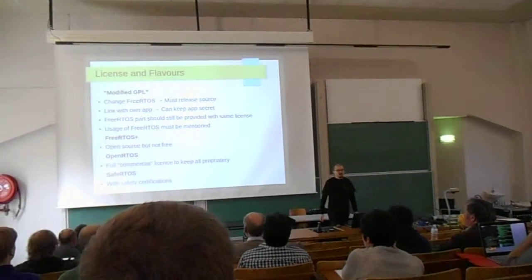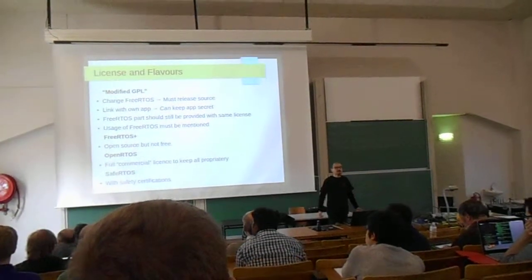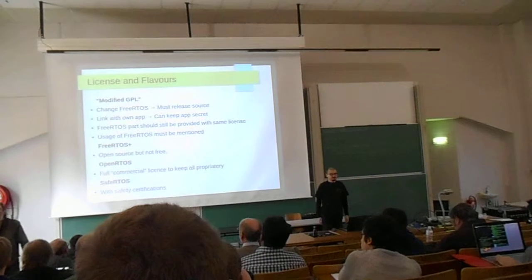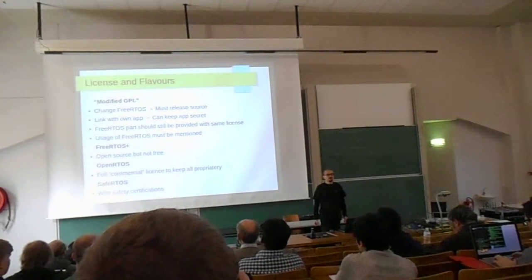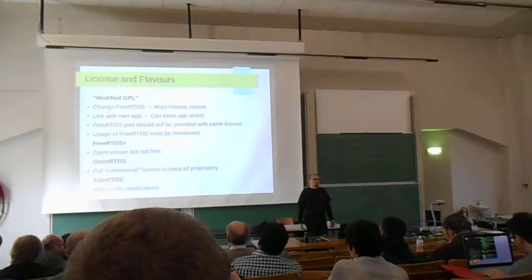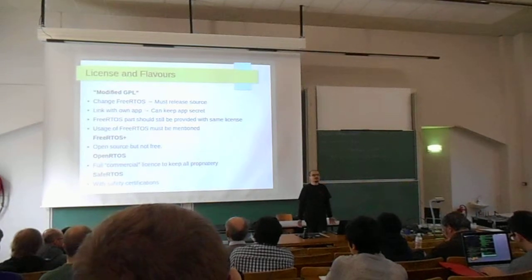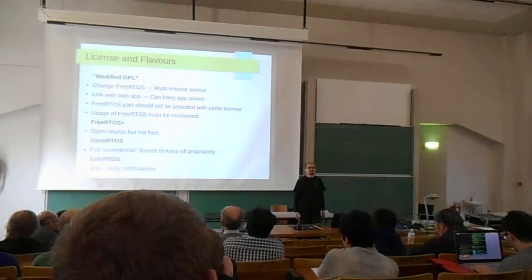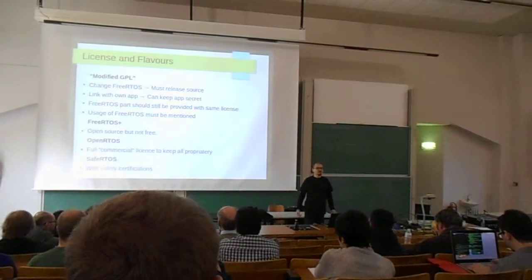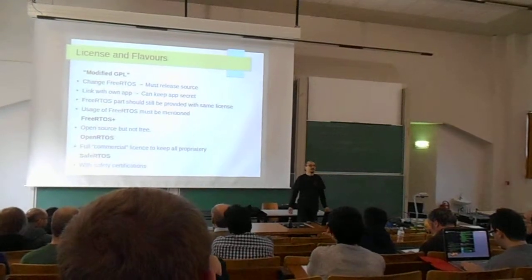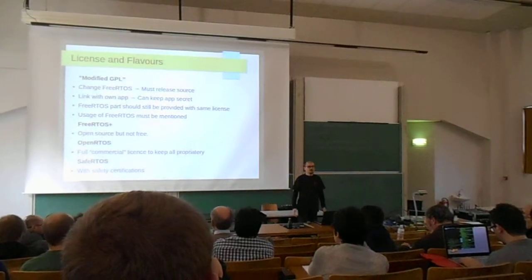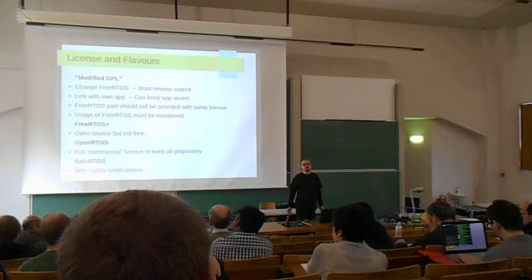So, we have several flavors. Let me talk about the license of FreeRTOS. The main FreeRTOS license is the so-called modified GPL. They have a modified GPL because all the tasks, all the application-specific code gets statically linked into FreeRTOS. So, according to GPL, everything must be re-released under GPL. So they modify it in a way that you can statically link your application to FreeRTOS.